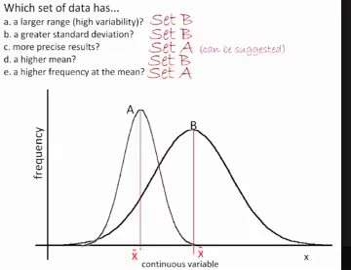Now, which one has a higher frequency at the mean? Set A. How do we know that? Because the y-axis is telling us the frequency. Okay? There are more values at the mean in A than there are in B.